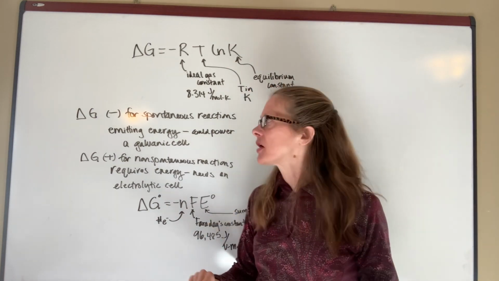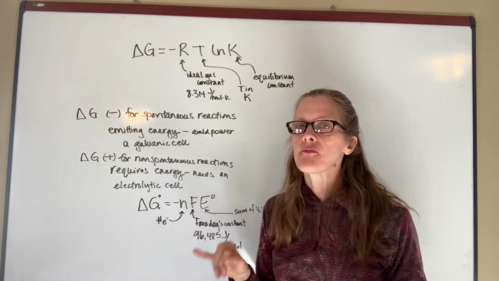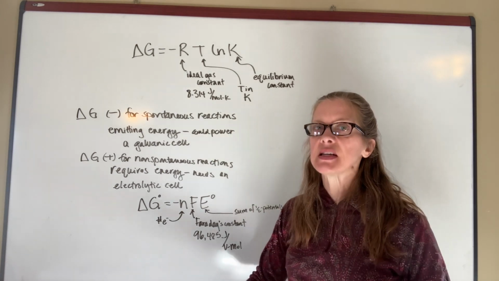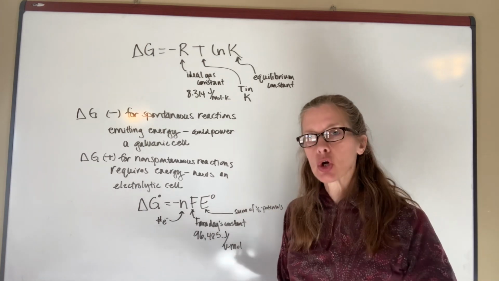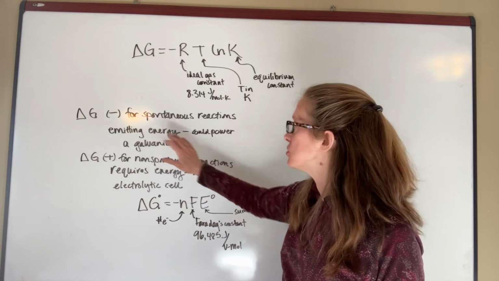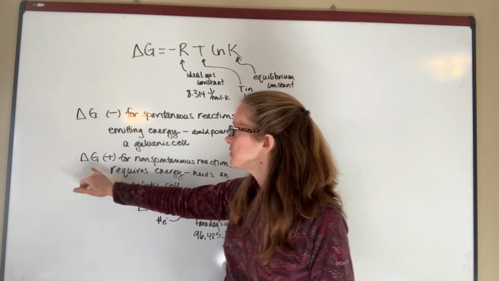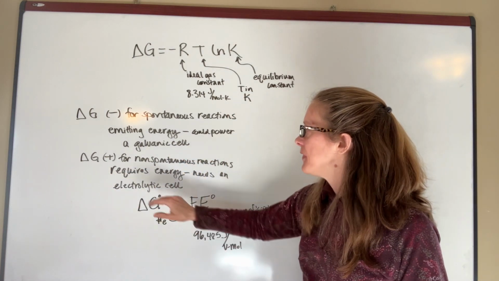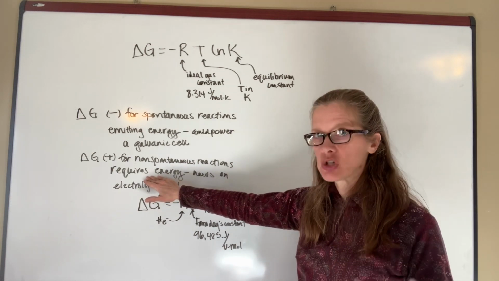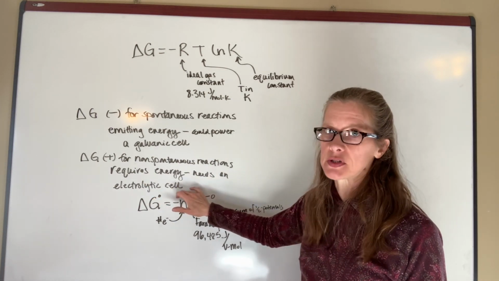Now, again, we've already talked about the fact that delta G is negative for spontaneous reactions and it's positive for non-spontaneous reactions. So what that means is that if it's negative, it is emitting energy. And in the form of electrochemistry, emitting energy means that I could use that reaction to power a galvanic cell. If delta G is positive, that means that it requires energy. Remember, it's not going to run on its own. It's got to have energy put into it to make it go. And so that means that this reaction would need an electrolytic cell to take place.